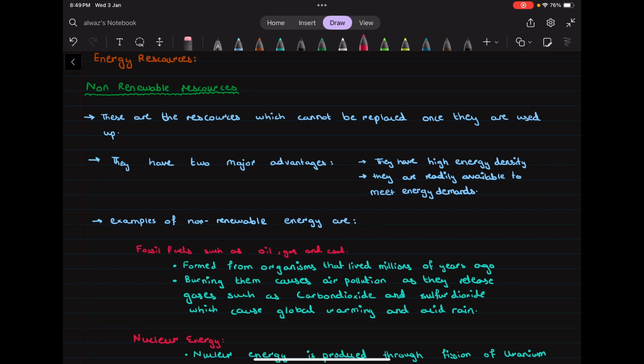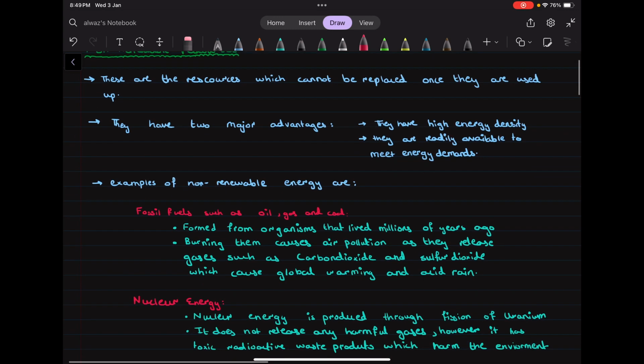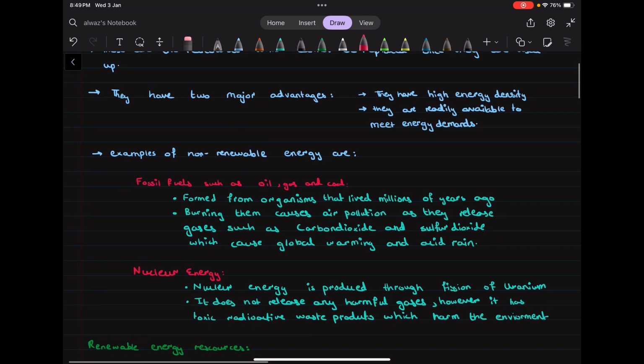So, they have a very high energy density, and they're readily available to meet energy demands, which means that they're not dependent on any other external factors. We just mine the coal and we have it and we can use it anytime. So the examples of non-renewable energy are fossil fuels such as oil, gas, and coal.